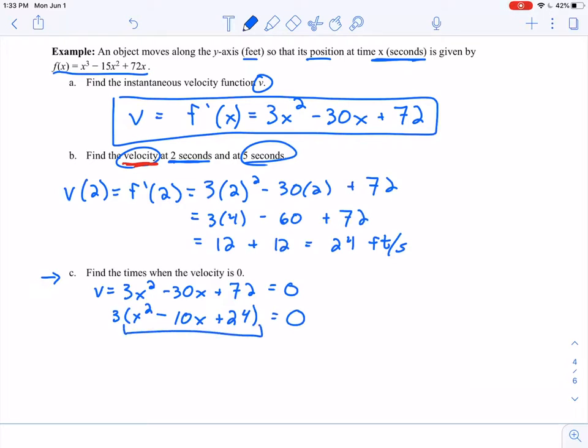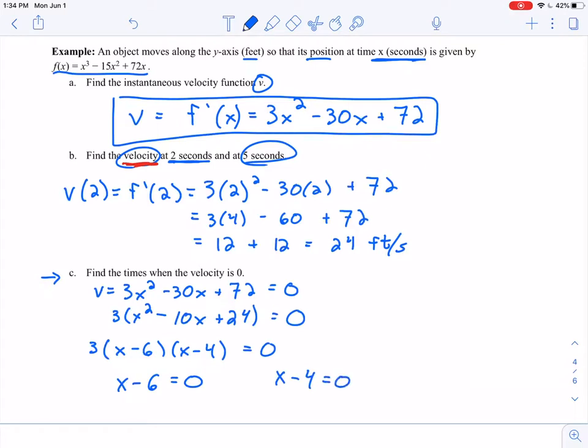And again, you can factor this, or you can use the quadratic formula, however you prefer to solve your quadratic equations. I think this factors awfully nicely. I'll bring the 3 down just because. I need two numbers that multiply to be 24 and add to be negative 10. Those would be negative 6 and negative 4. So here I've got x minus 6 times x minus 4 equals 0, and then I'll take each factor and set it equal to 0. So x minus 6 equals 0, and x minus 4 equals 0.